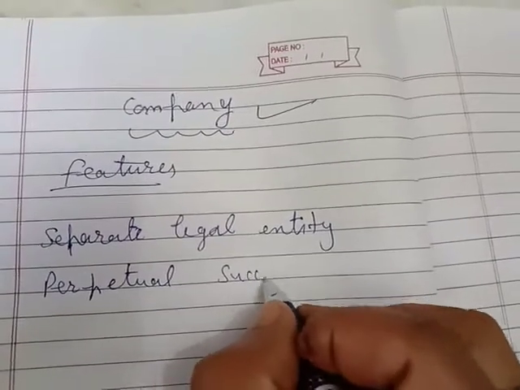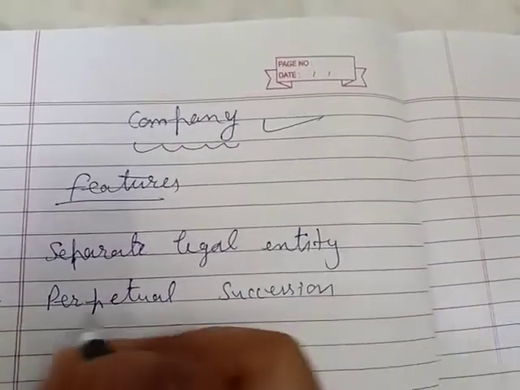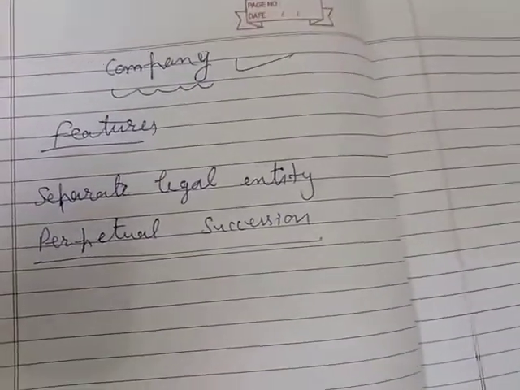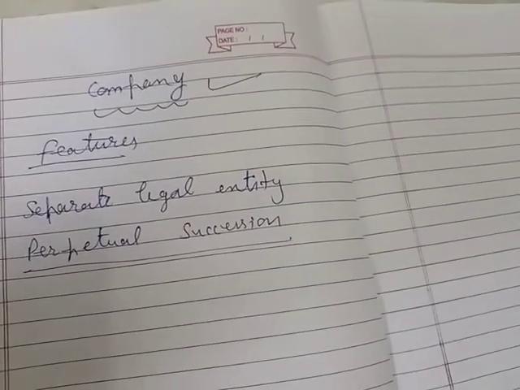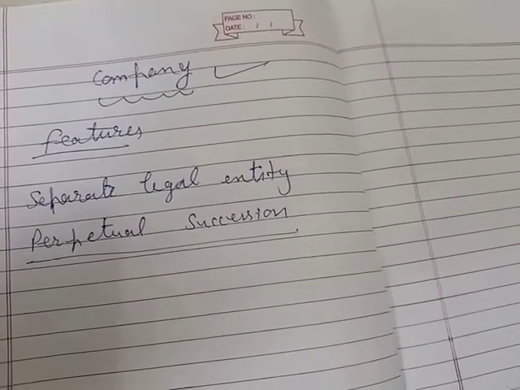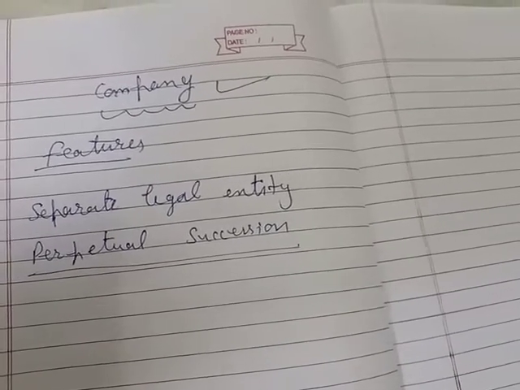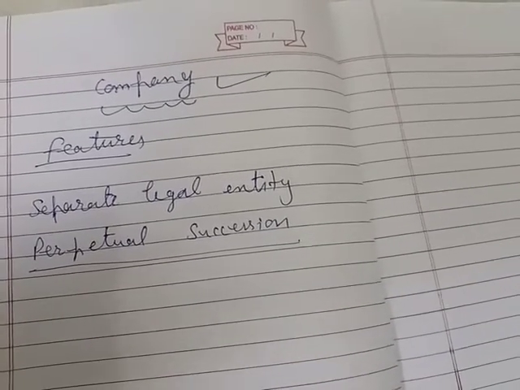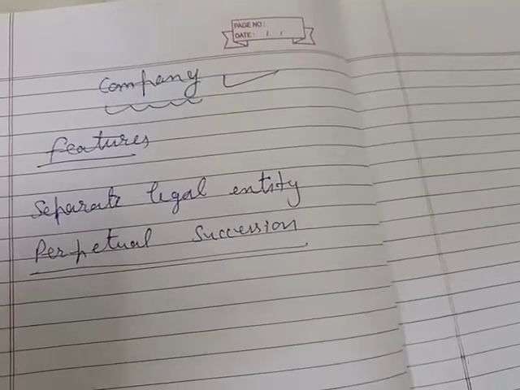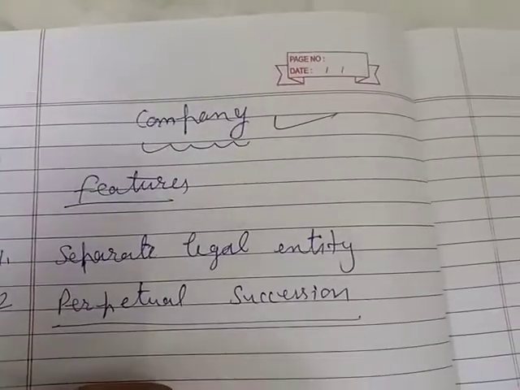Perpetual succession. The existence of a company is not affected by retirement, death, lunacy, or insolvency of its members. Shareholders may come, shareholders may go, but the company will go on forever. Next is limited liability.